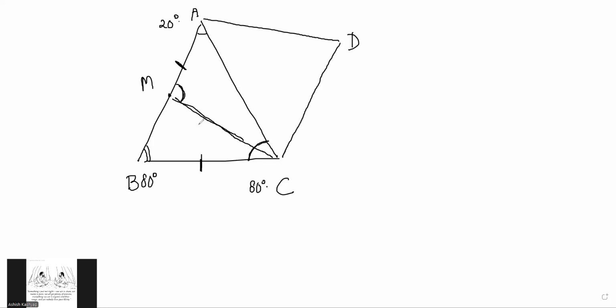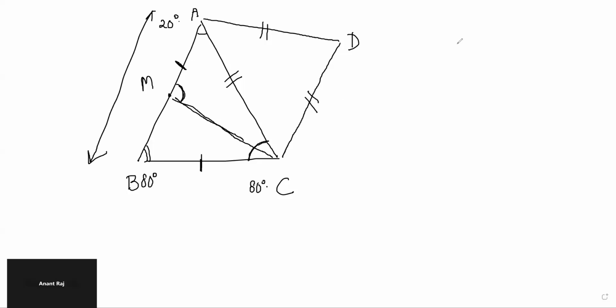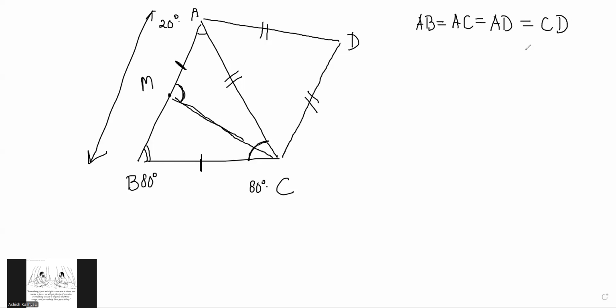Because it's equilateral, I have made this length equal to this length equal to this length, right? And what is this length? This length is also equal to this length, right? So basically you're saying AB is equal to AC is equal to AD is equal to CD. Sir, is the answer 100 angle AMC? No.